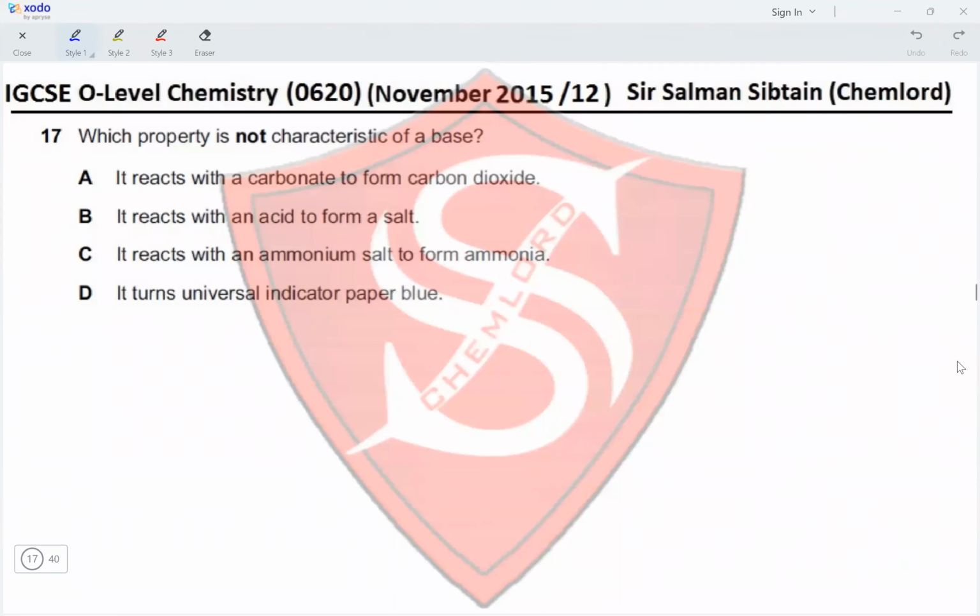Question 17. Which property is not characteristic of a base? It reacts with a carbonate to form carbon dioxide. No. An acid would react with a carbonate to form carbon dioxide, not a base. So this is not a property of a base. Next, it reacts with an acid to form a salt. Yes, a base would react with an acid to form a salt. Next, it reacts with an ammonium salt to form ammonia. Yes, ammonium salts are acidic in nature, so when bases react with ammonium salts, ammonia gas is given off.